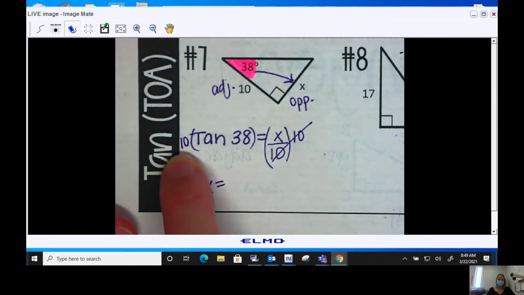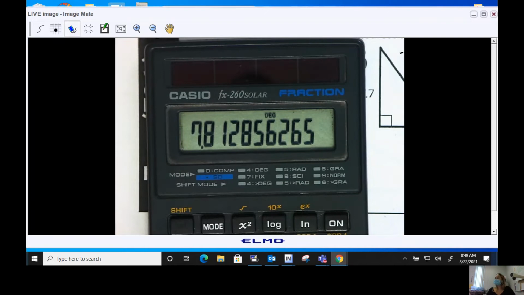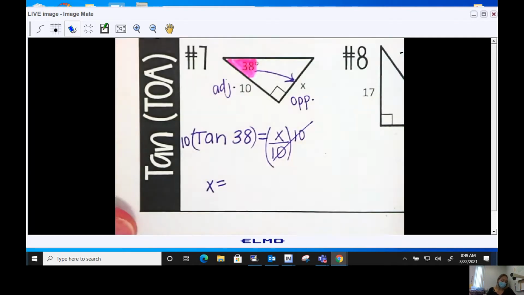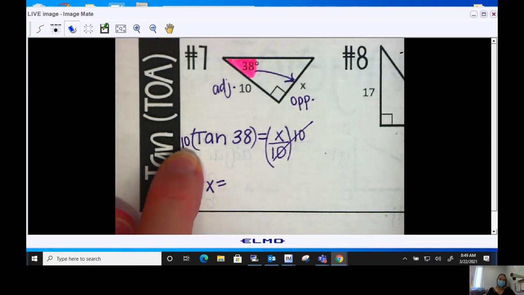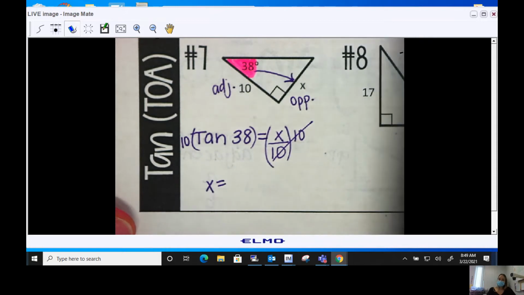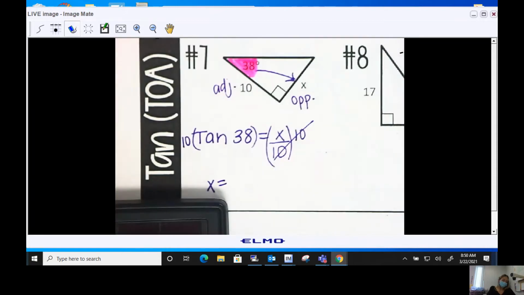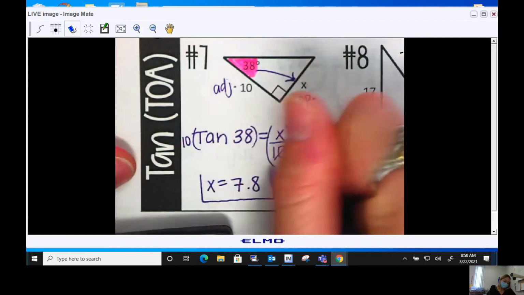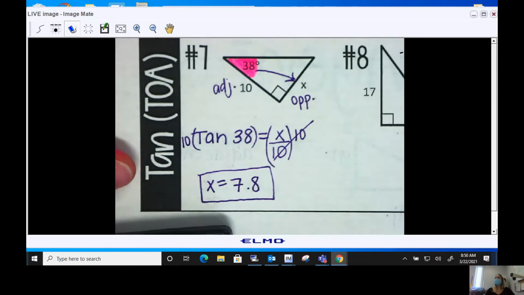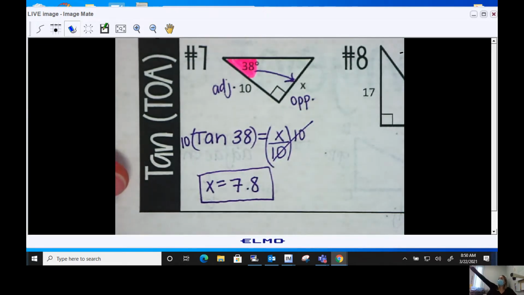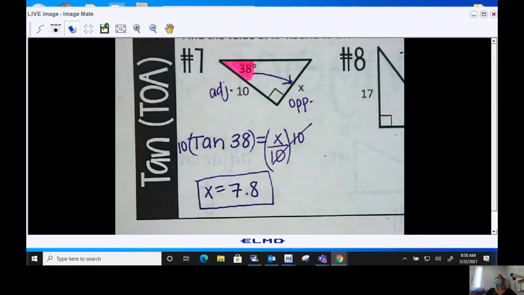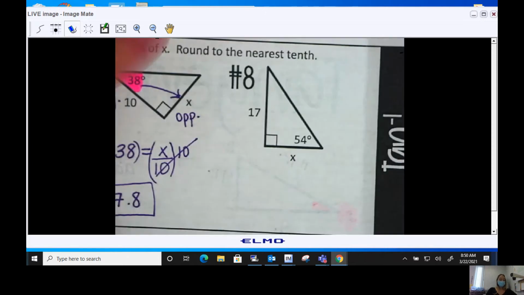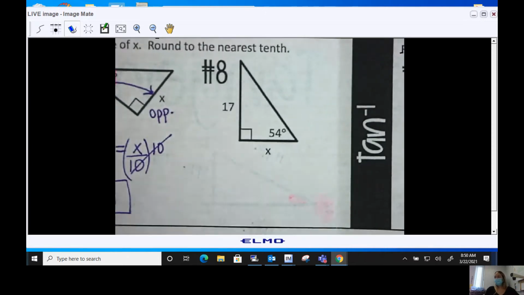All right, so you put in 10 times 38 tangent equals, did you get 7.8? No? All right, try one more time. 10 times 38, make sure you push tangent, equals. Did you get it that time? Okay, good. 7.8. All right, I believe in you. Do number 8. See if you've got the same thing. I'll give you a hint. Number 8 looks exactly like number 5 and number 2 did. All right, try number 8.